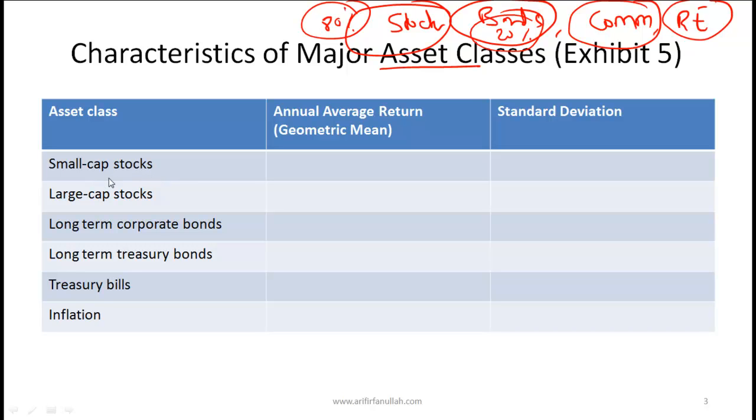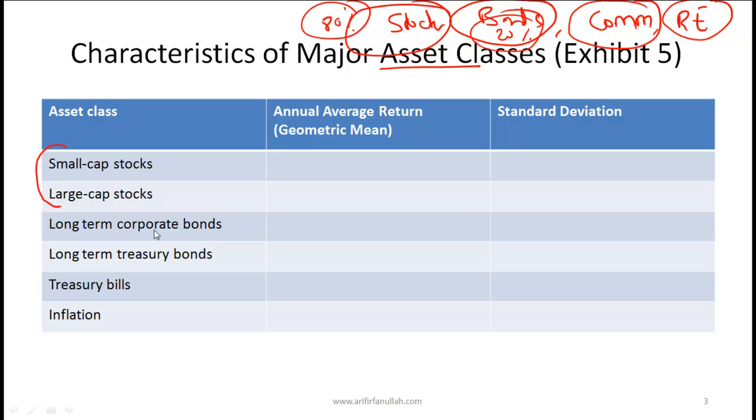Market capitalization, remember, is equal to the number of shares outstanding times market price. So small cap would have, let's say, market cap less than, say, 500 million. Large cap stocks would be stocks with very high market capitalization, not shown here, but you can also have mid cap stocks which would fall in between. So in the stock category, these are two typical asset classes.